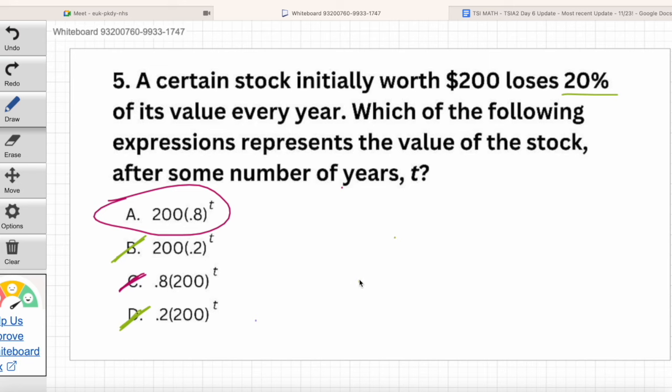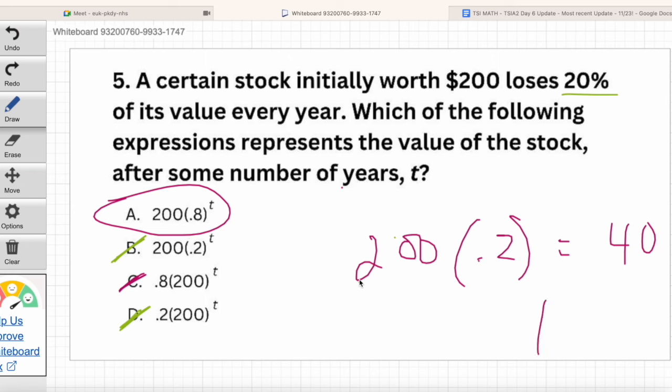Okay. So if you want to decrease something by 20%, you could calculate 20% of something and then instead of adding, in this case, we'd subtract it. Let's say after 1 year, this stock is losing 20% of its value. It would be 200 times 0.2, that's 20% of 200. What does that give us? It gives us 40, and then you subtract that from 200, and it gives you 160.